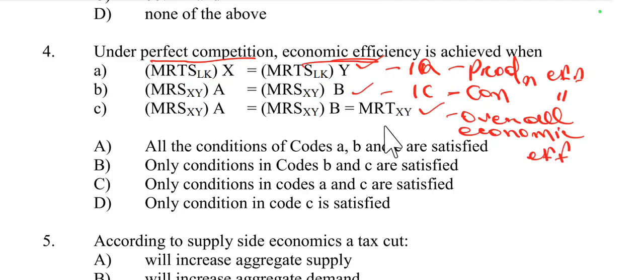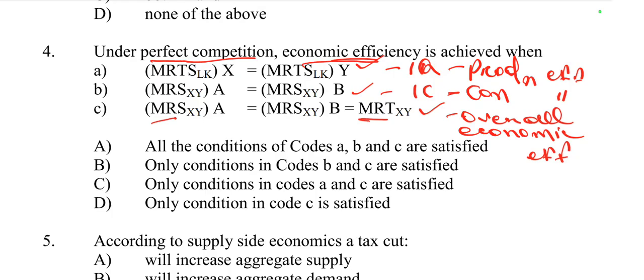This is achieved when both consumption efficiency and production efficiency are balanced, ensuring that the marginal rate of substitution equals the marginal rate of transformation. MRS is equal to MRT, so what does it indicate? It indicates that goods are being produced and allocated optimally.